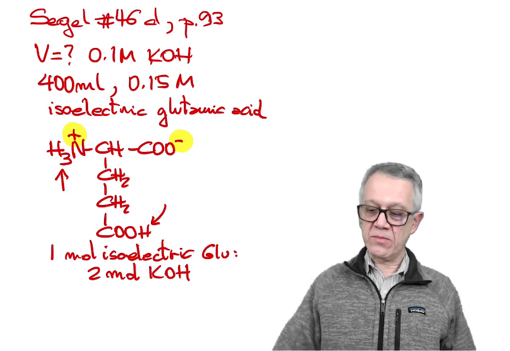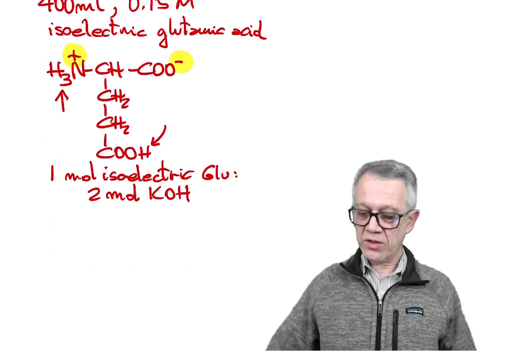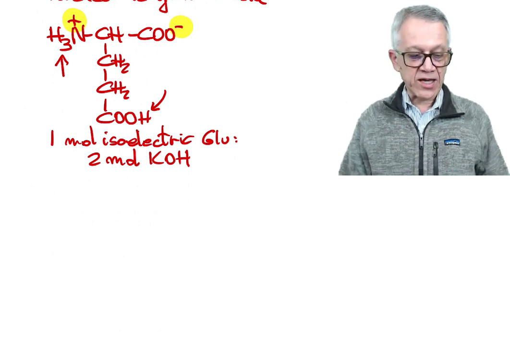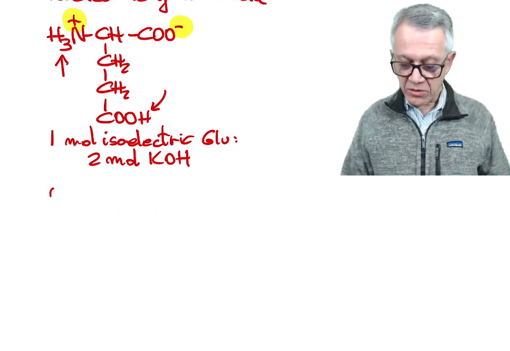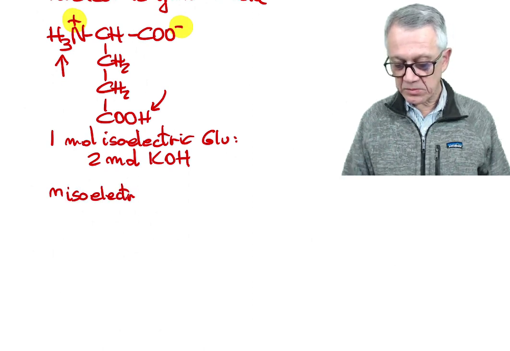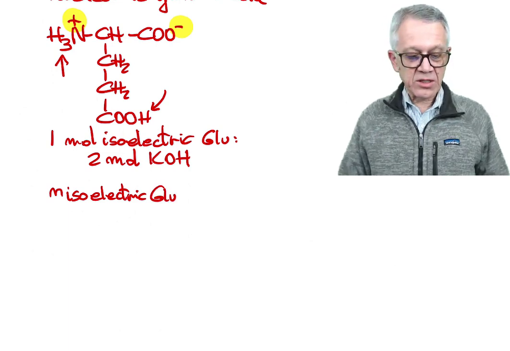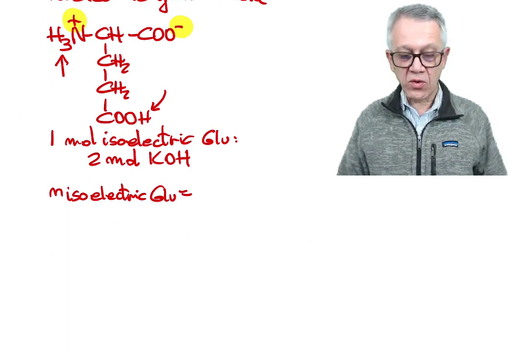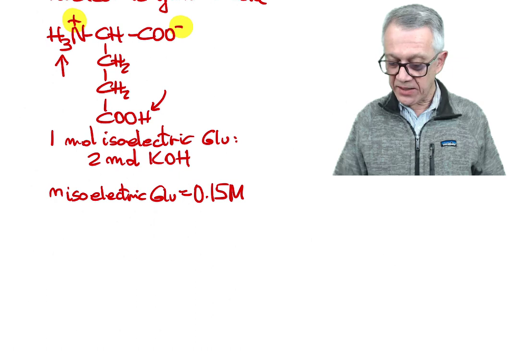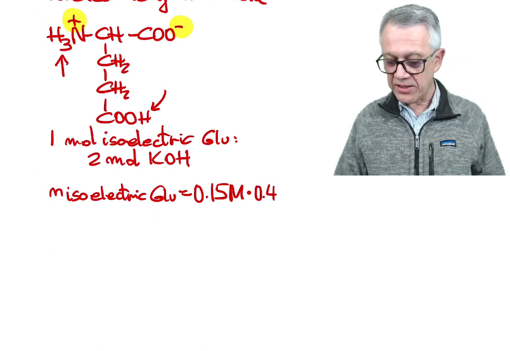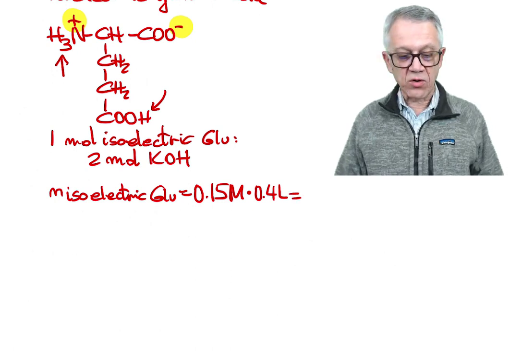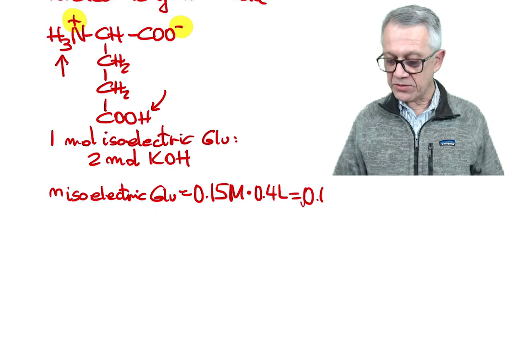And then we do exactly the same as what we did before. We calculate now the number of moles that we have of isoelectric glutamic acid. The molarity was 0.15 molar, and the volume was 400 milliliters, so the volume is 0.4 liters. So we calculated that, and the number of moles then is going to be equal to 0.06 mole.